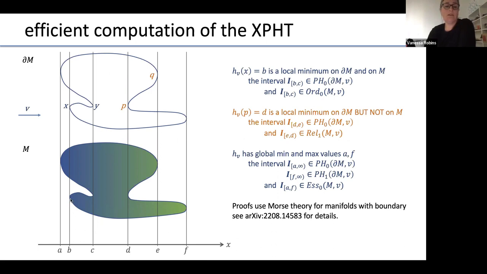And so the basic computational test we've implemented is to check for local minima on the boundary, whether or not in fact they really are local minima for the solid object. That's the little extra bit of information we need to add to the persistent homology over the boundary. And once we know that, we can figure out where an interval from the boundary belongs in the extended homology of M.